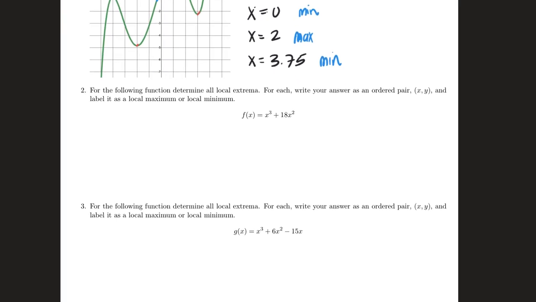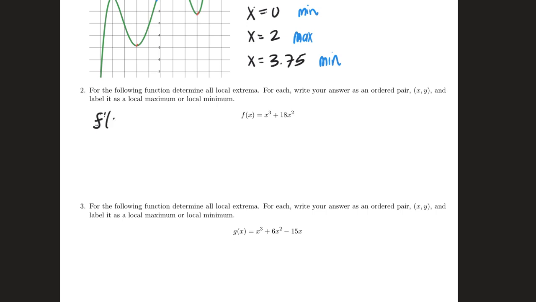How do you do that when you're not given a graph? Well, you just do the same thing. You find the critical points and then figure out how your first derivative is changing. So I can find my first derivative, and then do the sign chart process we did before. So we're going to start with setting it equal to 0. Here I can factor out a 3x. I get x equals 0 and x equals -12.